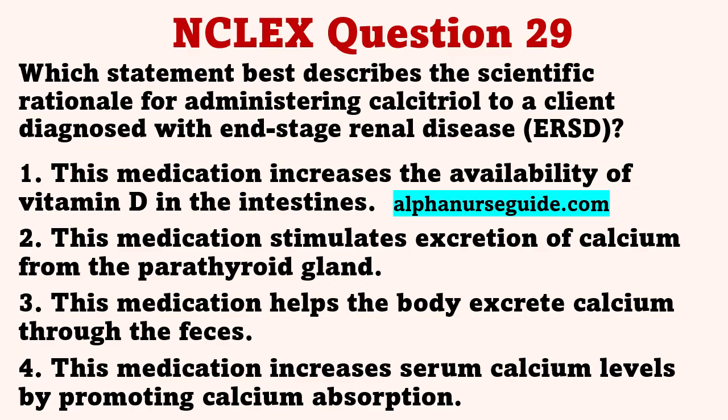The correct answer is 4. This medication increases serum calcium levels by promoting calcium absorption. Calcitriol, a vitamin D analog, increases serum calcium levels by promoting calcium absorption and thereby helps to manage hypocalcemia, which is a symptom of chronic kidney disease. Calcitriol does not affect the availability of vitamin D. Calcitriol is used to treat hypoparathyroidism, but it does not stimulate excretion of calcium from the parathyroid gland. The client in ESRD has hypocalcemia, not hypercalcemia.